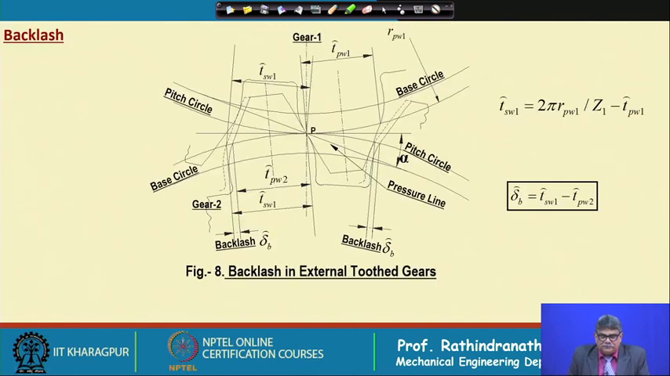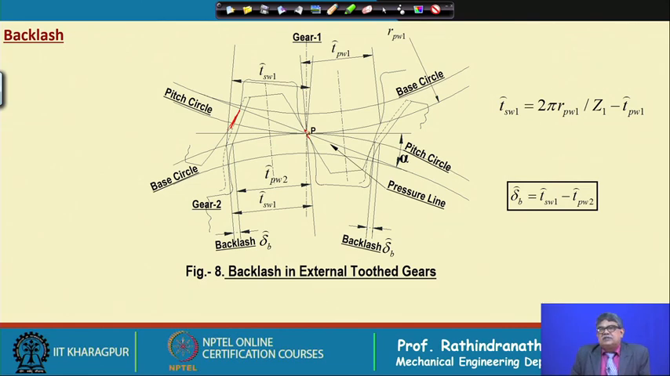Now, the concept of backlash. If the tooth is cut to the exact amount, that means if the tooth thickness is kept at the pitch circle as the circular pitch divided by 2, and if they are allowed to mate at the exact center distance, in that case we will find that the teeth are touching here, that means the teeth are touching at both sides, there is no gap.